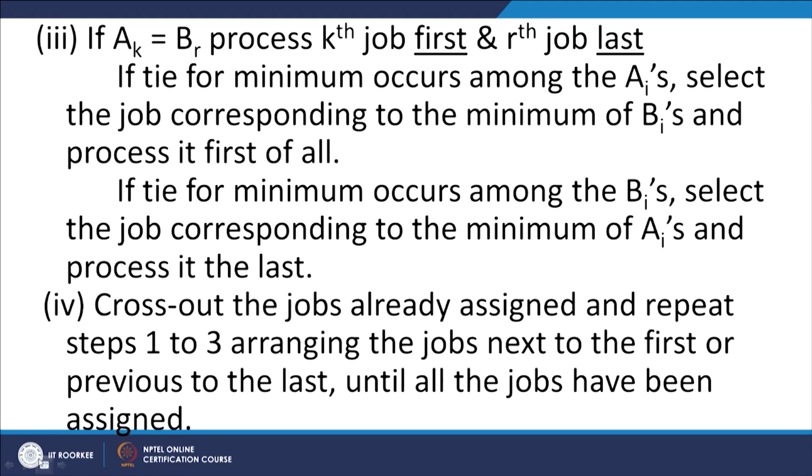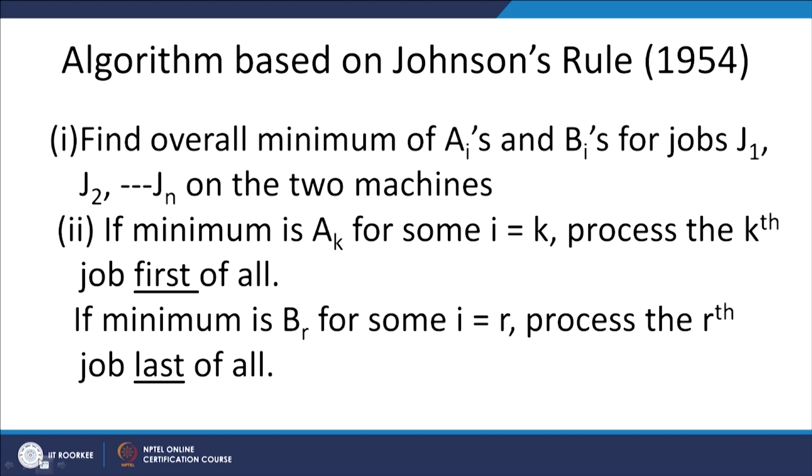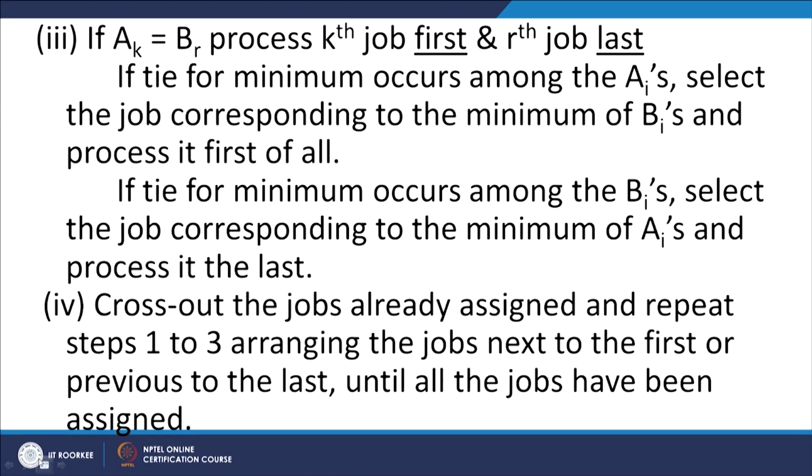So, next comes the third step. It says that if Ak is equal to Br, then process the kth job first and the rth job last. If a tie for the minimum occurs among the Ai's, select the job corresponding to the minimum of the Bi's and process it first of all. And if the tie for the minimum occurs among the Bi's, select the job corresponding to the minimum of the Ai's and process it last. After the second step we have to look at whether this condition of the third step is satisfied or not, that is, if Ak is equal to Br.